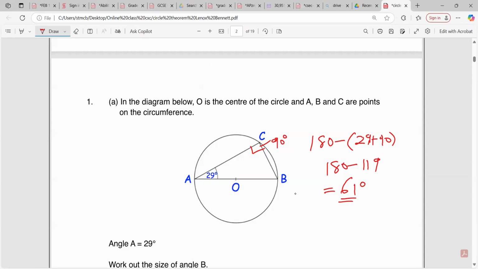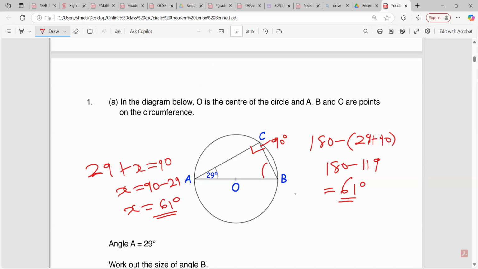Or we could say since this is 90, this plus this equals 90 degrees, right? Those are complementary. So that would be 29 plus x equals 90. So we could have subtracted from 90 degrees as well. We will still get the same result, 61 degrees.